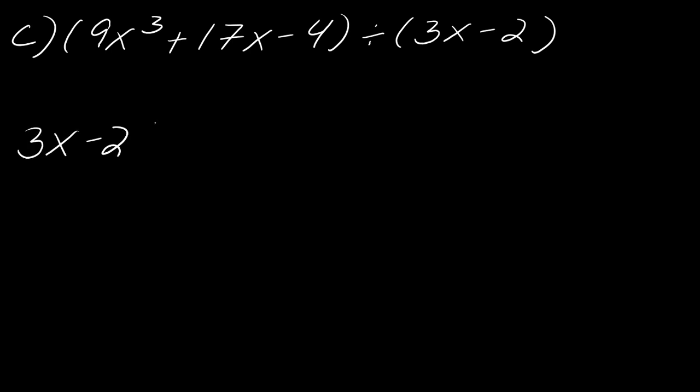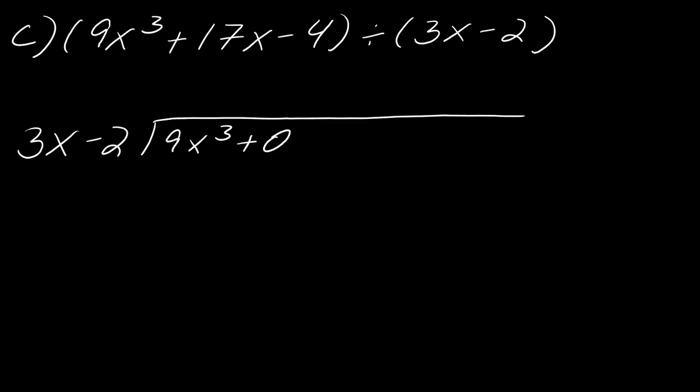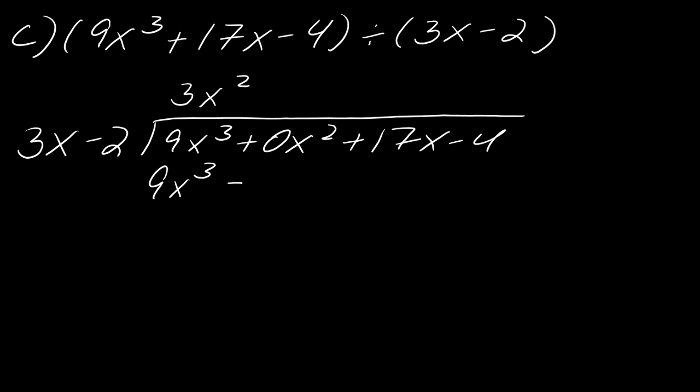So I'm going to have 3x minus 2. So I notice in this case I've got 9x cubed. I'm missing an x squared, so I'll give it that placeholder. Plus 17x minus 4. All right, let's do this. So what do I need to multiply 3x by to get to 9x cubed? That's going to be 3x squared. So let's do this. 3x squared times 3x will be 9x cubed minus 6x squared.